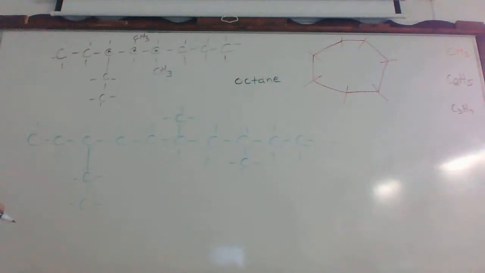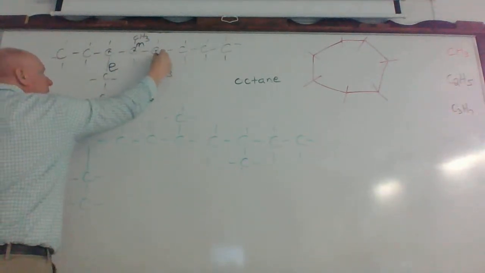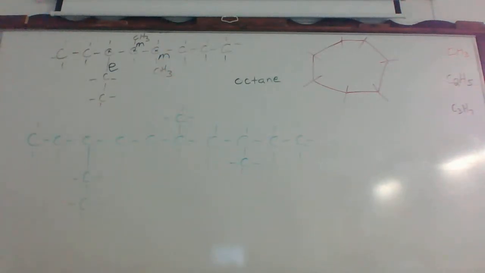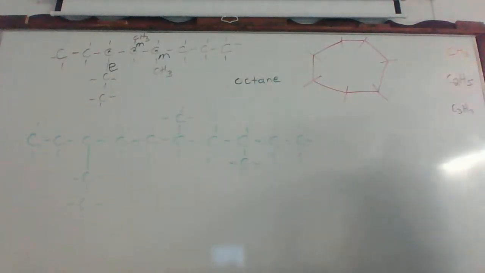So now, there's nothing wrong with putting an E here. So you know that this is an ethyl group that branches off of that. We know there's a methyl group here and a methyl group there. So, not only do you have to find the lowest combinations, but once you've done that, they have to be placed in what order? They have to be placed in alphabetical order.